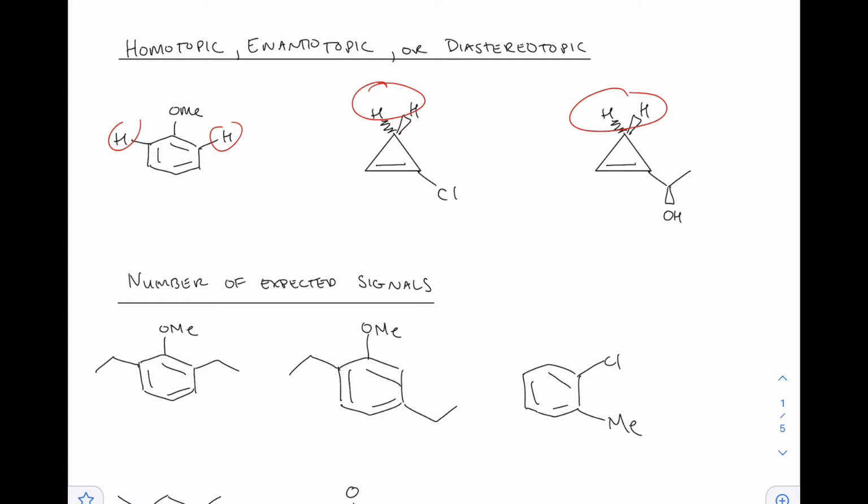The way we can do this is, homotopic is going to have reflective symmetry and then also rotational symmetry. Enantiotopic is going to have just the reflective, and this one's not going to have either one of those.